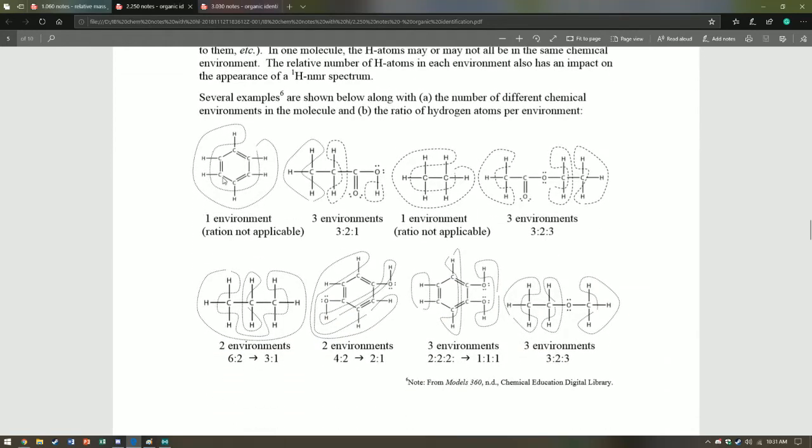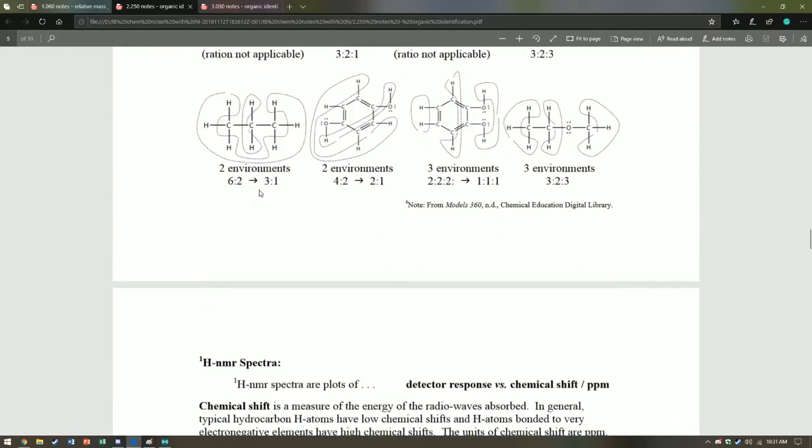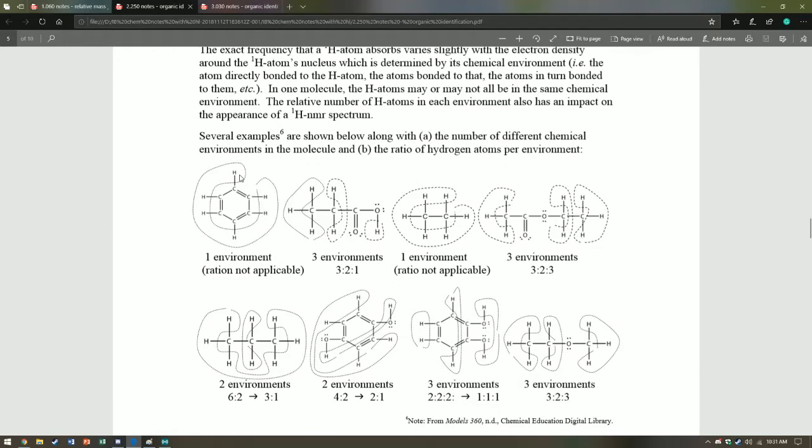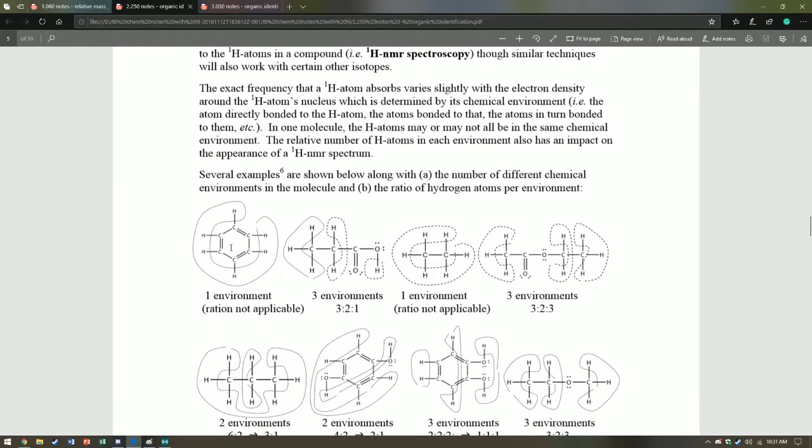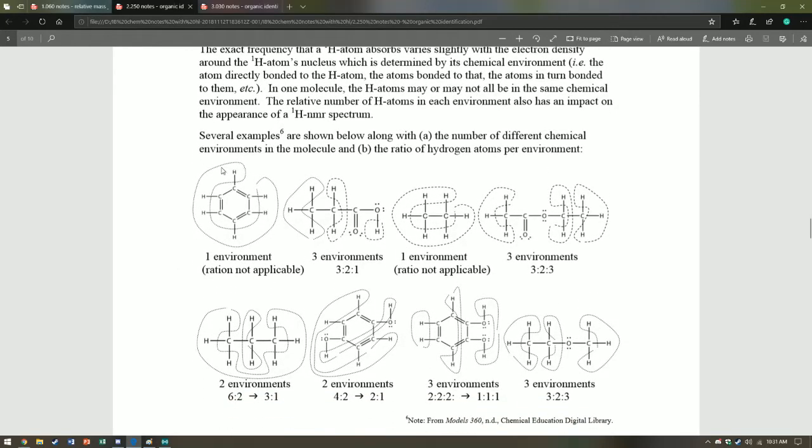What a hydrogen environment describes is how many hydrogens are in a particular chemical environment, and by chemical environment I mean what the hydrogen is bonded to, and then what that is bonded to, and so on and so forth. So I think it's worth taking a look at an example here. And then we have to get the ratio of the environments.